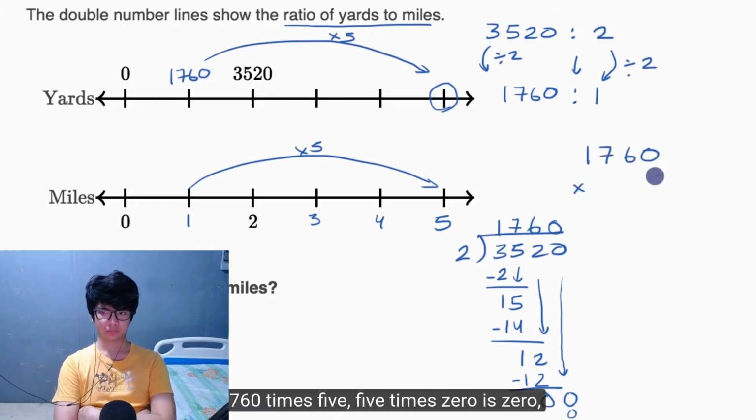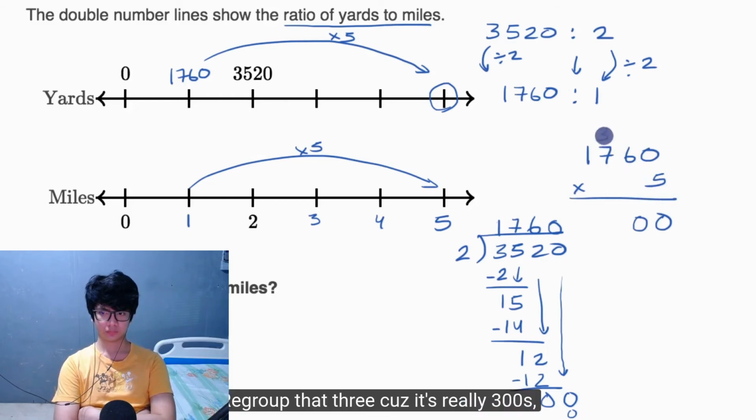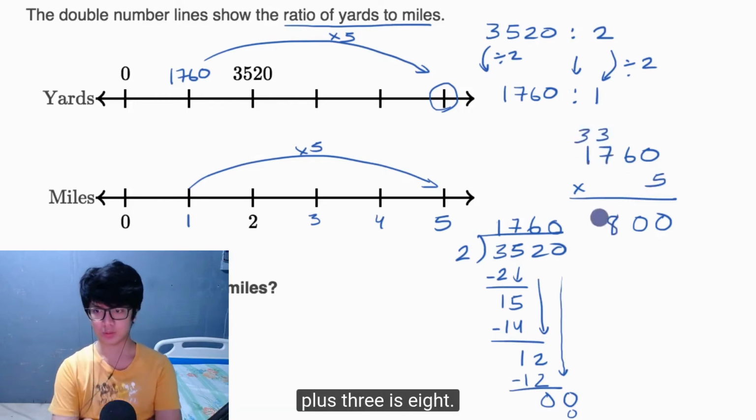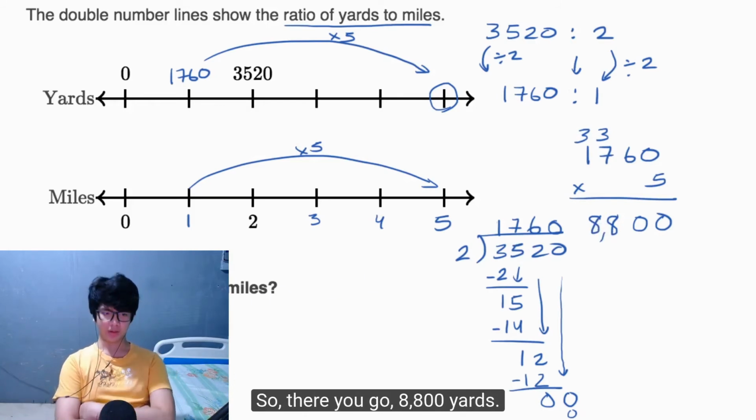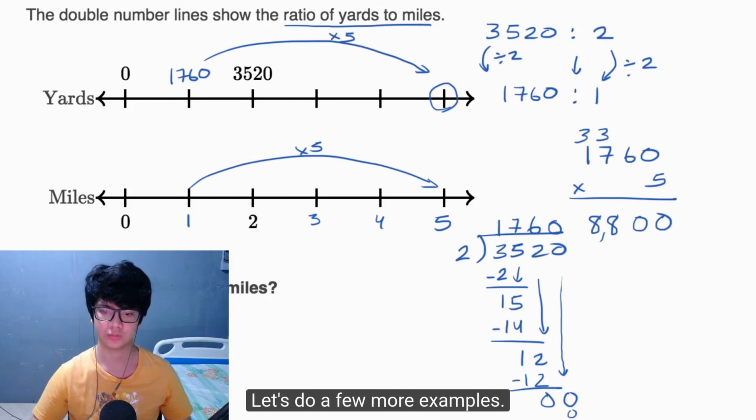1,760 times 5. 5 times 0 is 0. 5 times 6 is 30. Regroup that 3 because it's really 300s. 5 times 7 is 35 plus 3 is 38. 5 times 1 is 5 plus 3 is 8. So there you go, 8,800 yards. Let's do a few more examples.